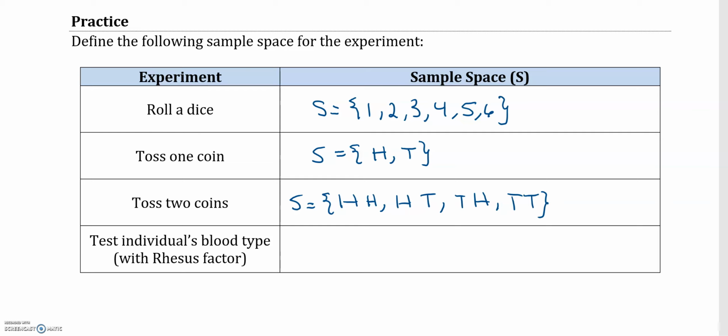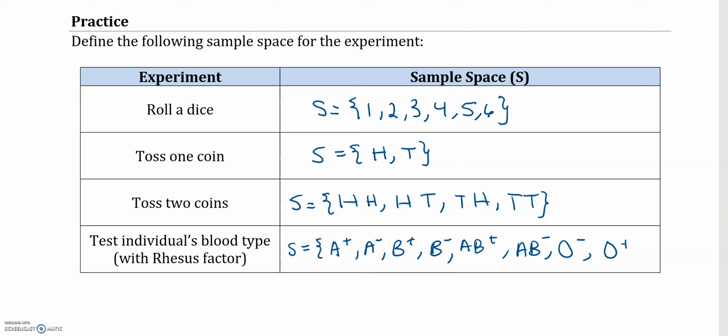And our last example, if you have an individual's blood type being tested with RH factor, the sample space would be A RH positive, A RH negative, B RH positive, B RH negative, AB positive, AB negative, O negative, and O positive. You could also write a sample space where you're not considering the RH factor, where we only have A, B, and O. So the sample space is half as large.